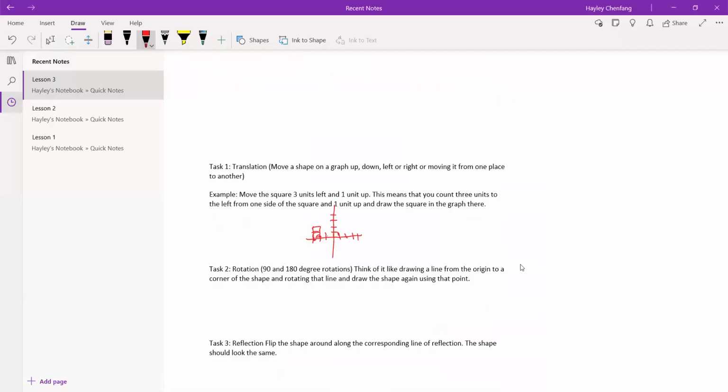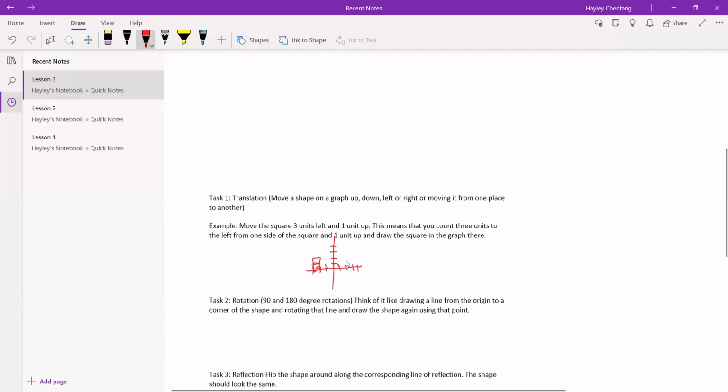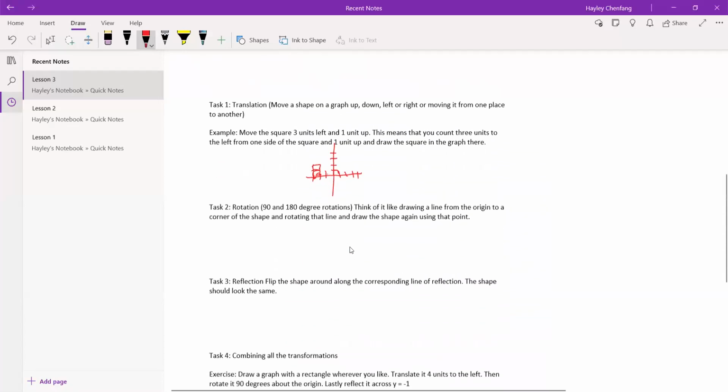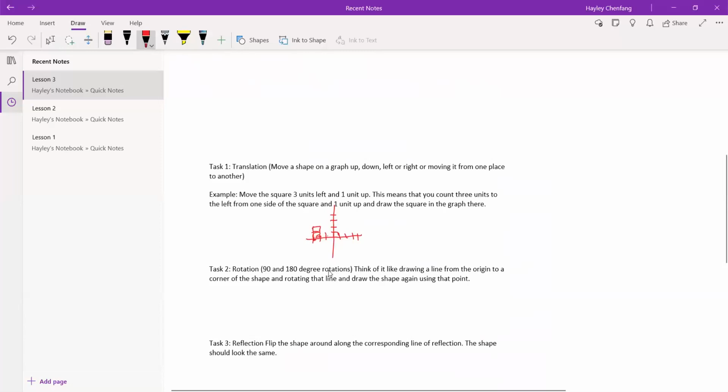Okay. So the next task is rotation. So for rotation, for me, it just helps to draw a line from the origin to the corner of the shape and then rotate that line 90 or 180 degrees. And then you just draw the shape from that point. We're only doing 90 and 180 degree rotations.